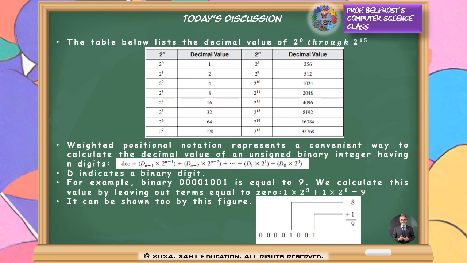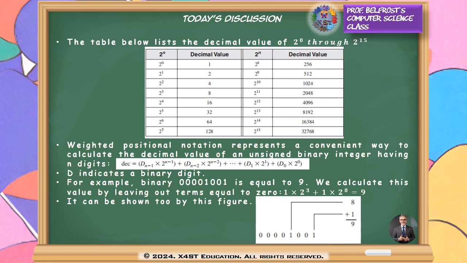And the table below lists the decimal values from 2 raised to the power of 0 through 2 raised to the power of 15. Actually, you don't need to memorize this because you can use a calculator most of the time, but I suggest that you can do some basic operations in your head, not always counting on your calculator.